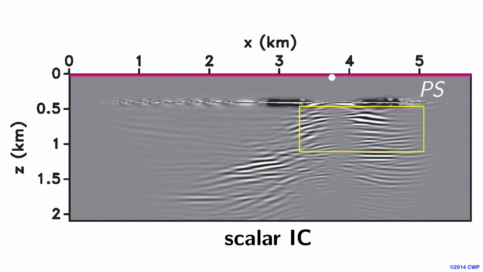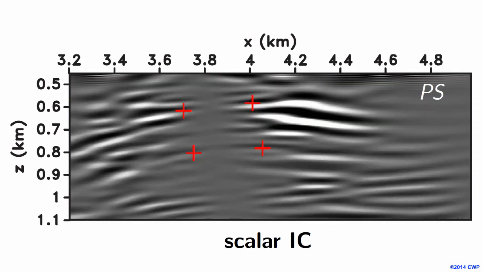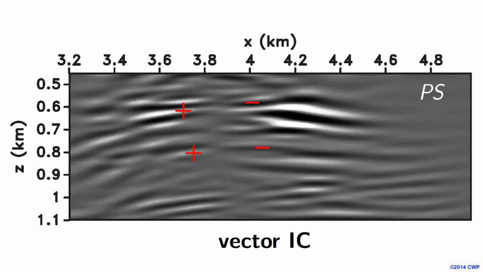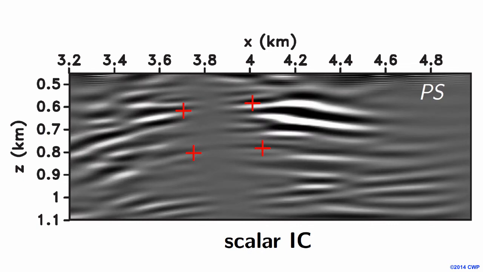So let's go back to the Marmousi, and if we apply a scalar imaging condition instead and zoom into the yellow box, from left to right, the polarity of the events is not changing, so this image is ready for stacking. Compared to the former case, vector imaging condition with polarity change, scalar imaging condition without polarity change.